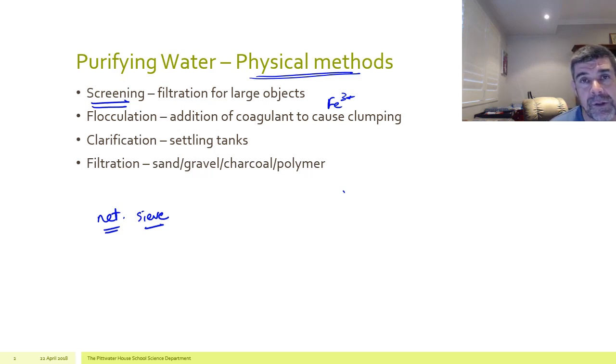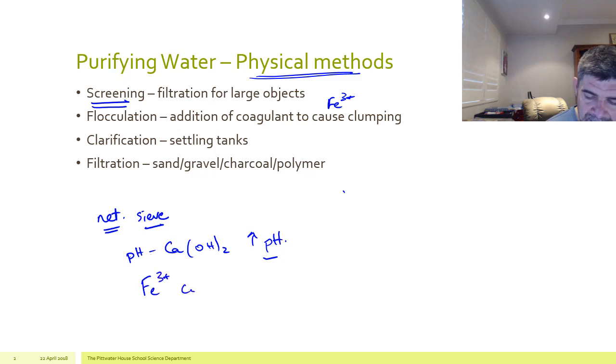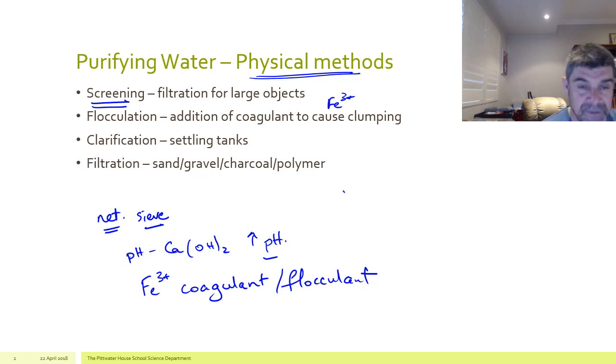Then we may need to change the pH a little bit. Sometimes this is done through the addition of slaked lime, calcium hydroxide solution, which is going to increase the pH of the solution. And what that will often do is counter the addition of ions, which usually are being used as a coagulant or a flocculant, in order to try and encourage the particles to stick together a little bit better.